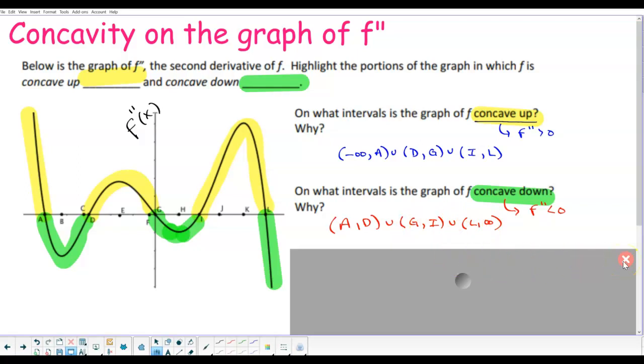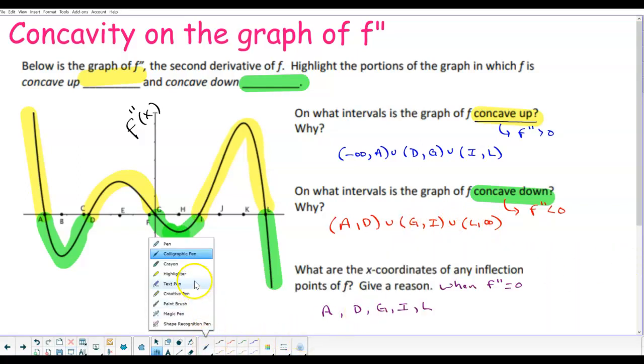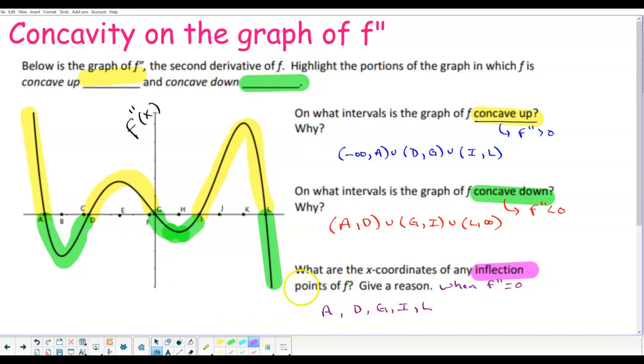And then where are the points of inflection? Points of inflection will occur whenever the second derivative is equal to 0. And there's a little bit more to that we'll talk about later on, but that is at a, d, g, I, and L, because that is where it crosses the x-axis of the second derivative.